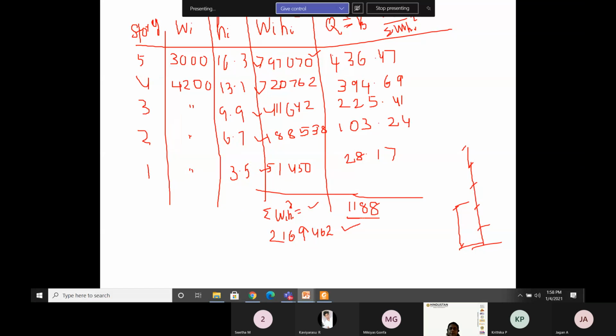Okay, finally. 1188. Okay, 1187 point something will come. So what is the meaning of this? The 1188 that you have obtained is distributed to each floor level as this much kilonewton. So this is how it will finally be coming.